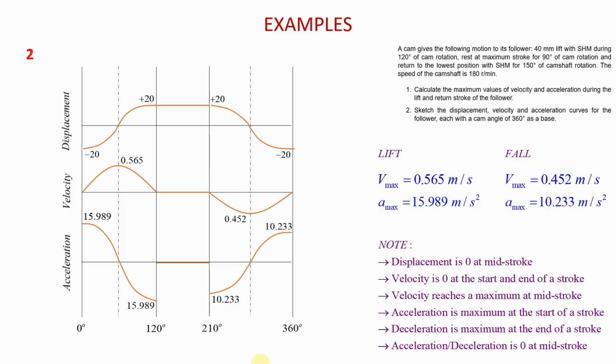Okay, these are curves for displacement, velocity, and acceleration for a follower that is following a simple harmonic motion, with a cam that is rotating at 180 rotations per minute, I meant to say, and that is following these conditions. Okay, so that's what I wanted to say. All right, so if you can do this, then you will be very comfortable solving any question on cams.